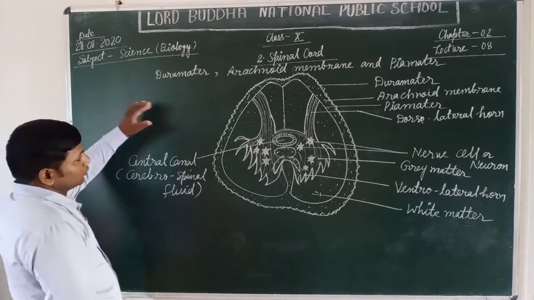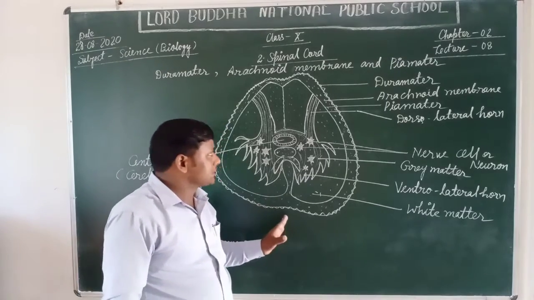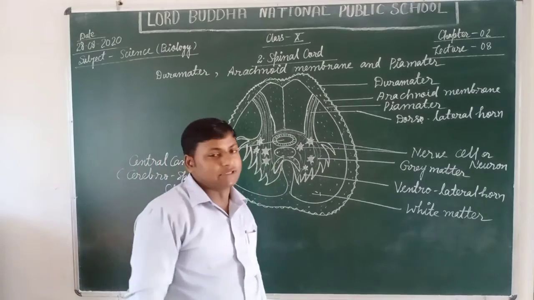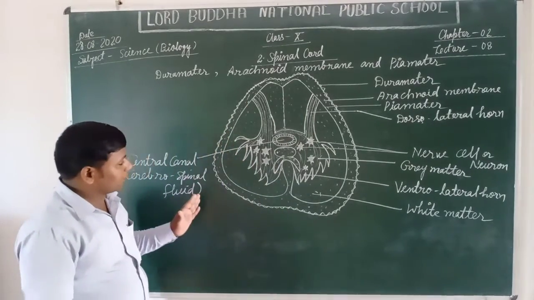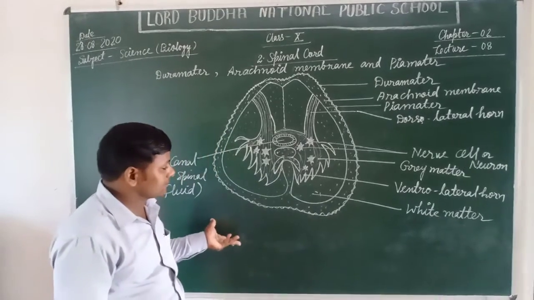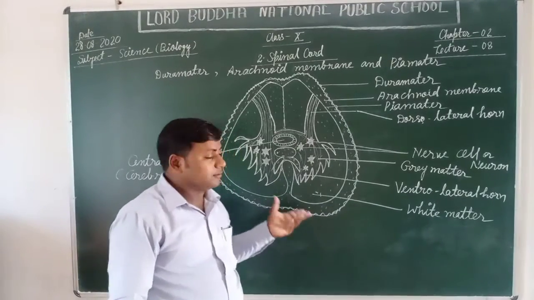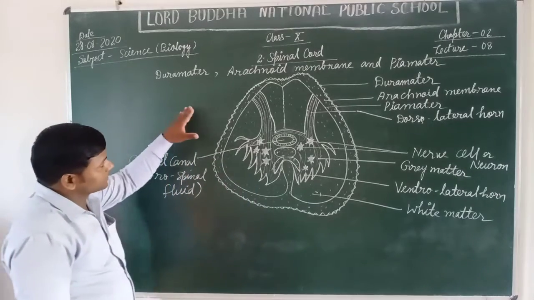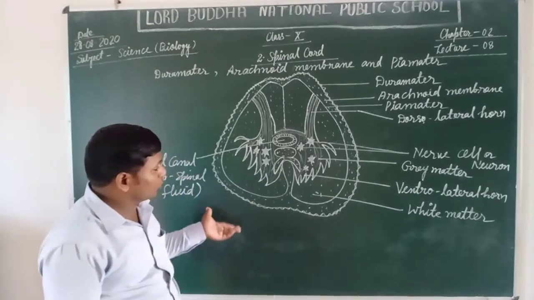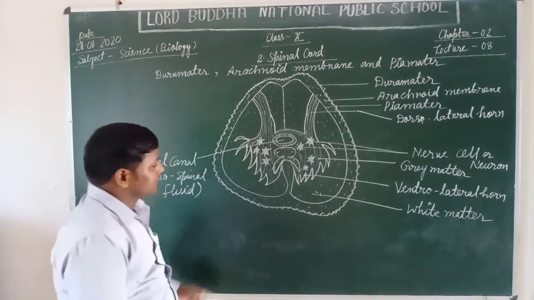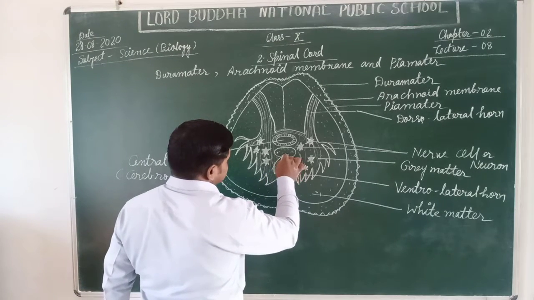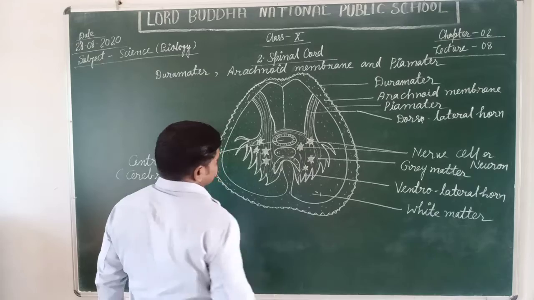Now students, I am going to define the functions of the spinal cord. Students, there are two important functions of the spinal cord. The first one is that it gives response to reflex actions, and the second function of the spinal cord is that it has the ability to transmit and carry impulses to and from the brain to the receptor organs, or you can say sense organs.